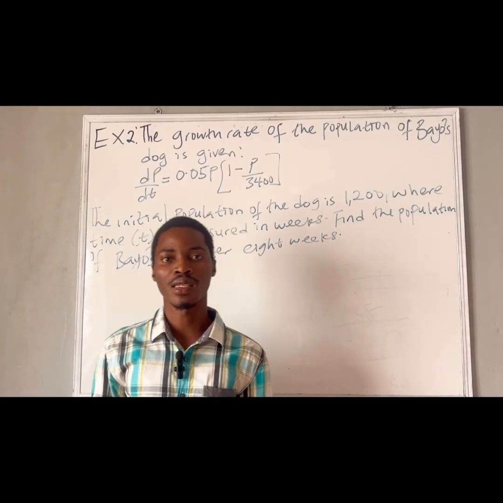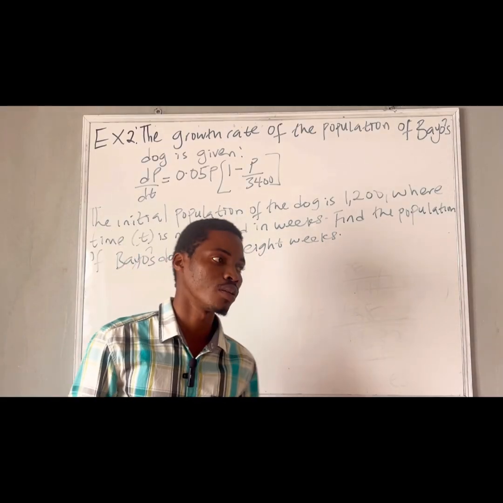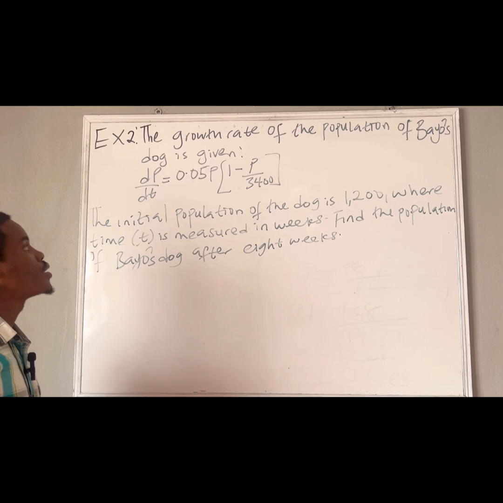Welcome back. Here is another example on the logistic growth model. The growth rate of the population of buyer's dog is given: dP over dt is equal to 0.05 P into 1 minus P all over 3,400. The initial population of the dog is 1,200, where time t is measured in weeks. Find the population of buyer's dog after 8 weeks.